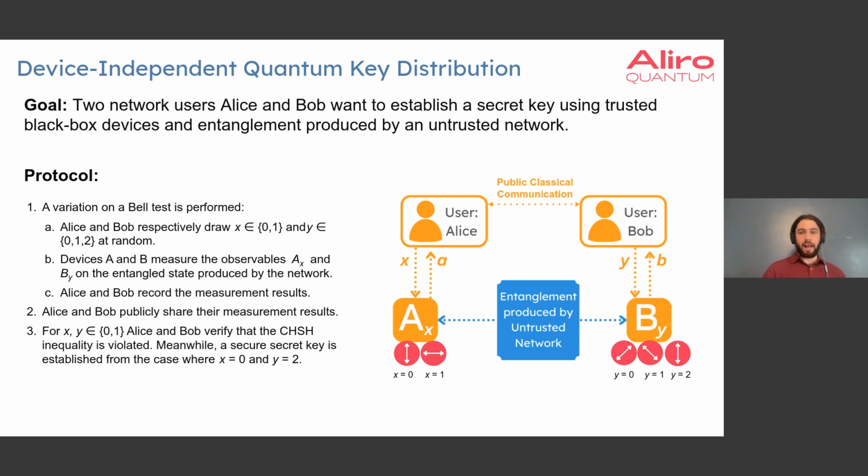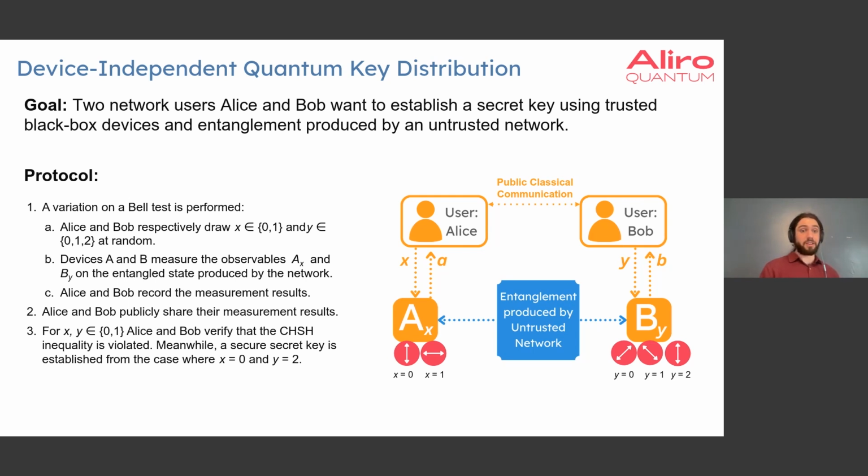So to do this, Alice and Bob perform a variation of a Bell test. Alice will draw a value 0 or 1, while Bob draws a value 0, 1, or 2 at random. They give each of these values to their devices, where the values 0 and 1 are used to perform CH-SH measurements, and we note that when Alice has 0 and Bob has 2, they will measure in the same bases.